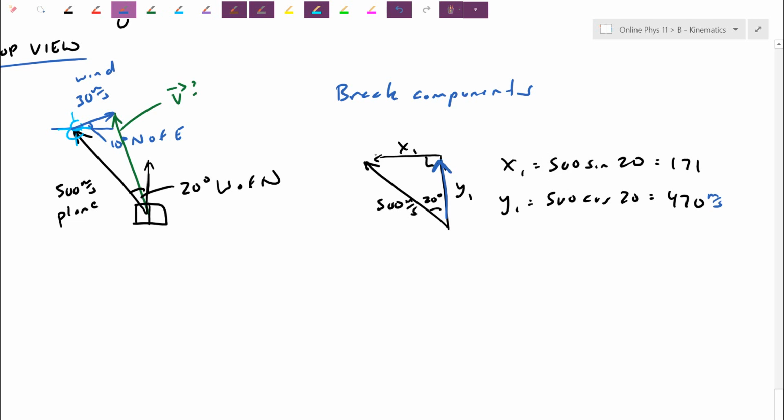This time here, x is actually westward. I'm going to come along and add a negative just to remind myself that this is actually west. So that later on when I sum up the components, I can take a negative 171 and add the other vector.